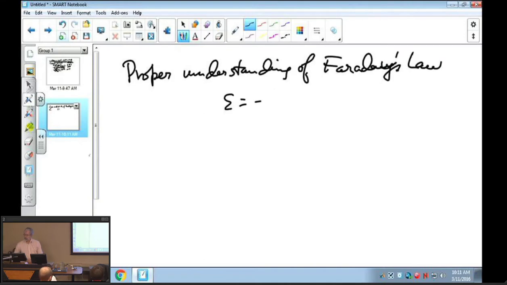Faraday's law is that the induced EMF is related to the time rate of change of the magnetic flux.